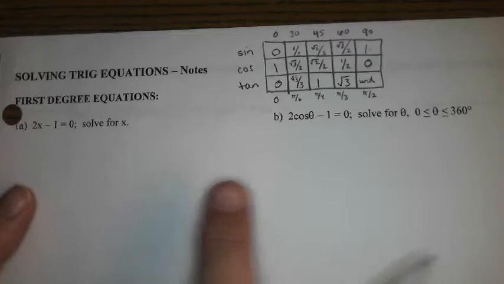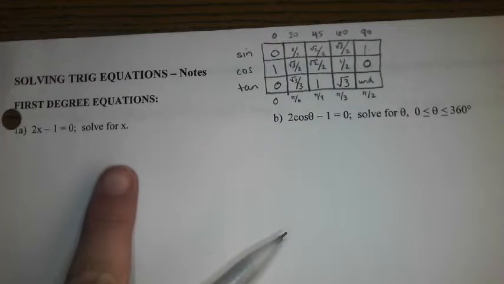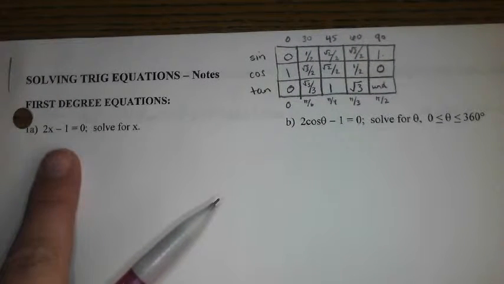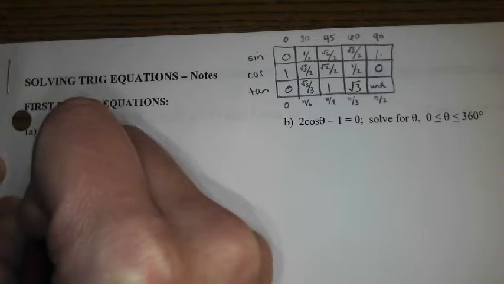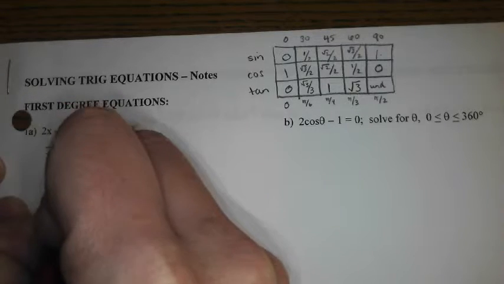So in this first example, 1a just starts off reminding you of the basics. How would you solve an equation for x? You would try to get it all by itself. So 2x minus 1 equals 0. You just add your 1 over. This is just a linear equation. Divide by 2. And you get x equals 1/2. And you'd be done here.